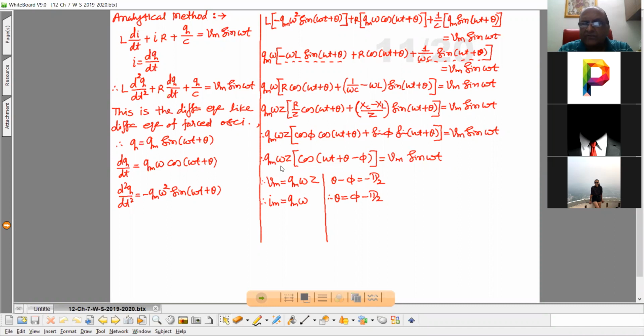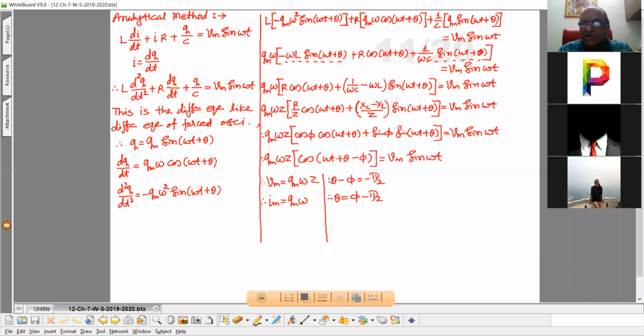Then Qm ω Z. Now this one is cos A cos B plus sin A sin B. So for that we can write cos(ωt + θ − φ), and that is equal to Vm sin ωt. Now from this equation we can write Vm equal to Qm ω Z. If we take Z on the left-hand side, then Vm/Z will give you Im. So Im is Qm ω. And now cos(ωt + θ − φ) is sin ωt.